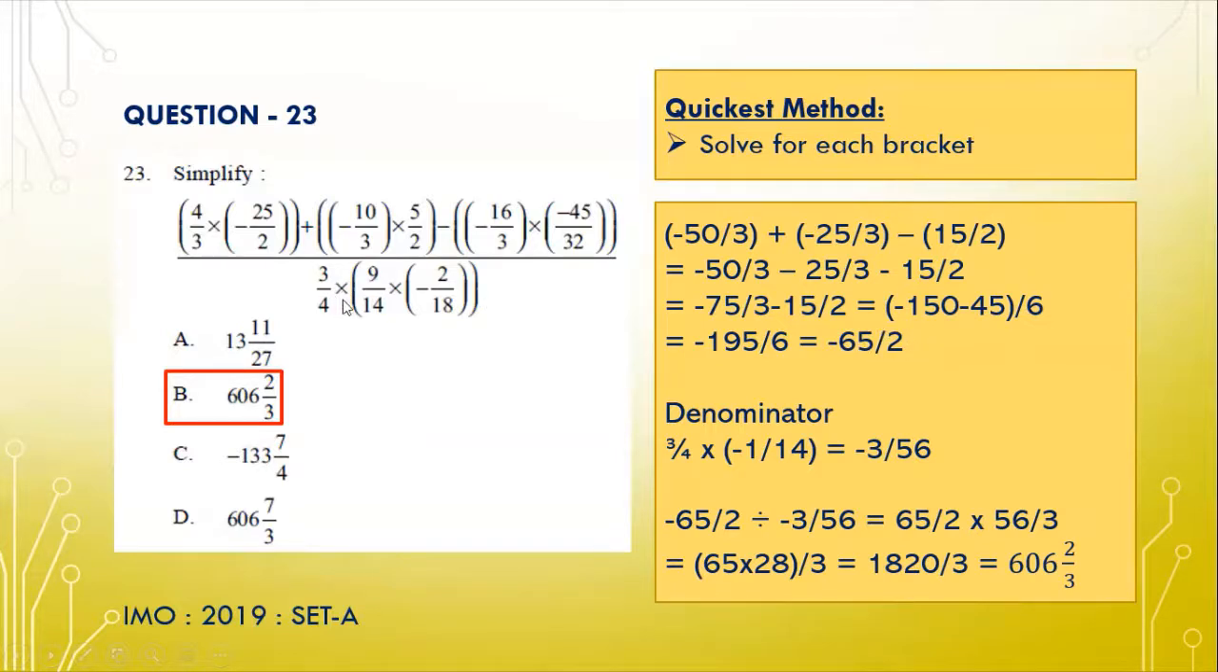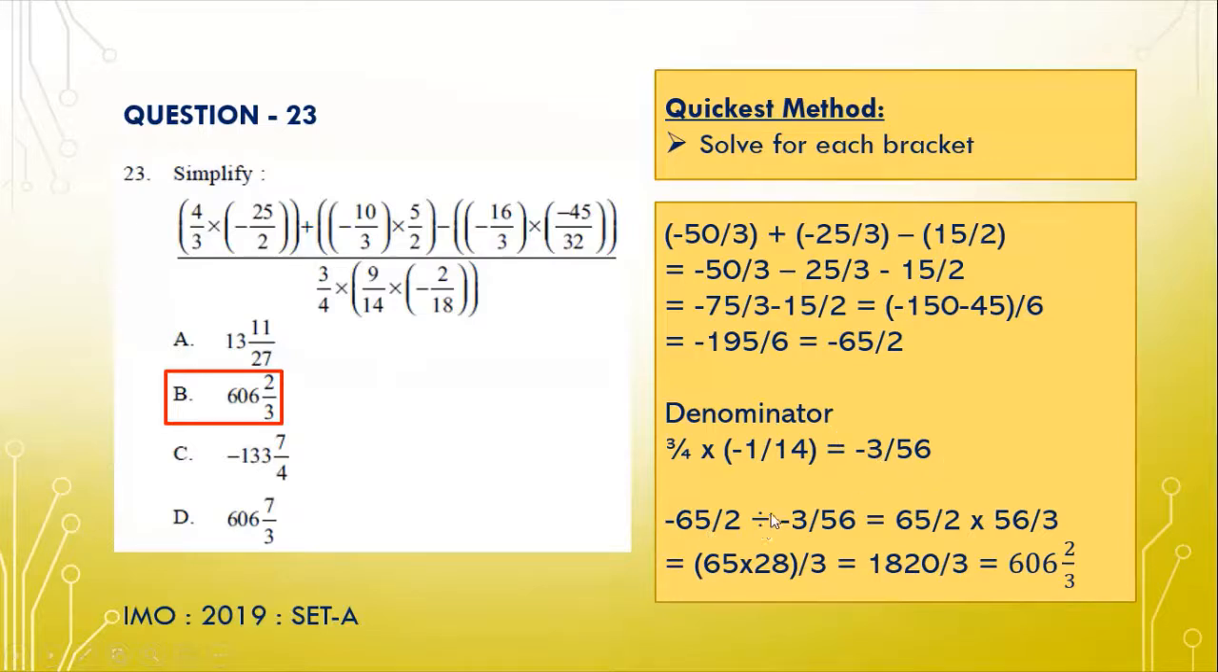Denominator is 3 upon 4 into 9 upon 14 into minus 2 upon 18. 9 2s are 18. 2 7s are 14, isn't it? So this will be minus 1 upon 14. So 3 upon 4 into minus 1 upon 14 is 3 into 1 is 3. So minus 3 upon 14 4s are 56. Minus 3 upon 56. So again, the numerator is minus 65 upon 2 divided by the denominator, which is minus 3 upon 56.